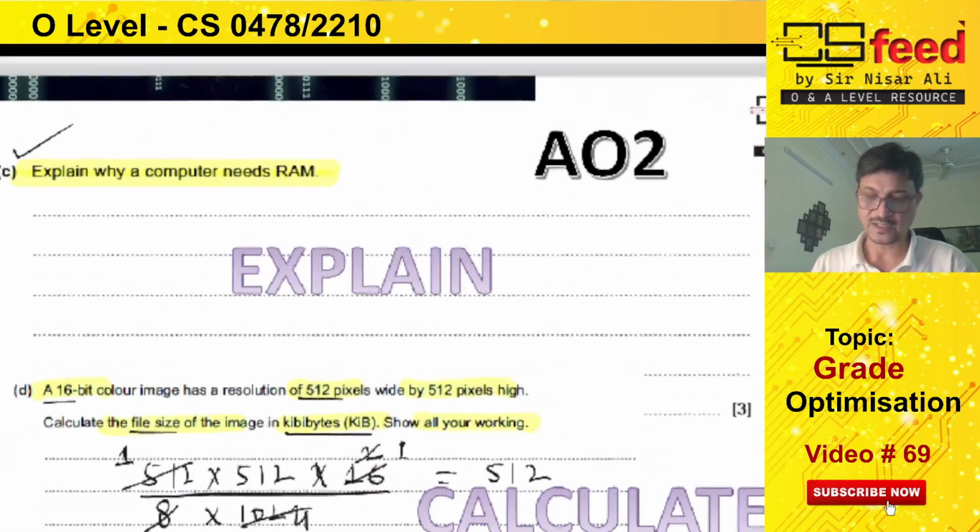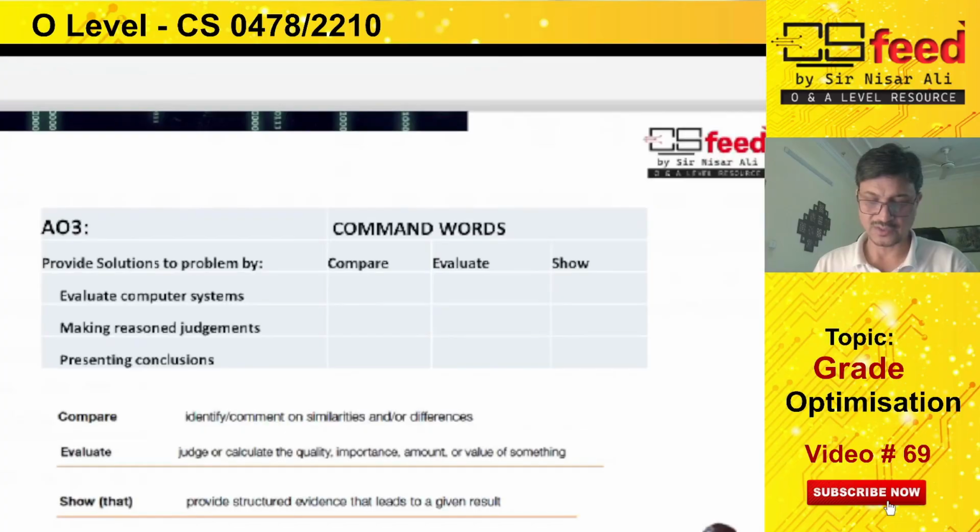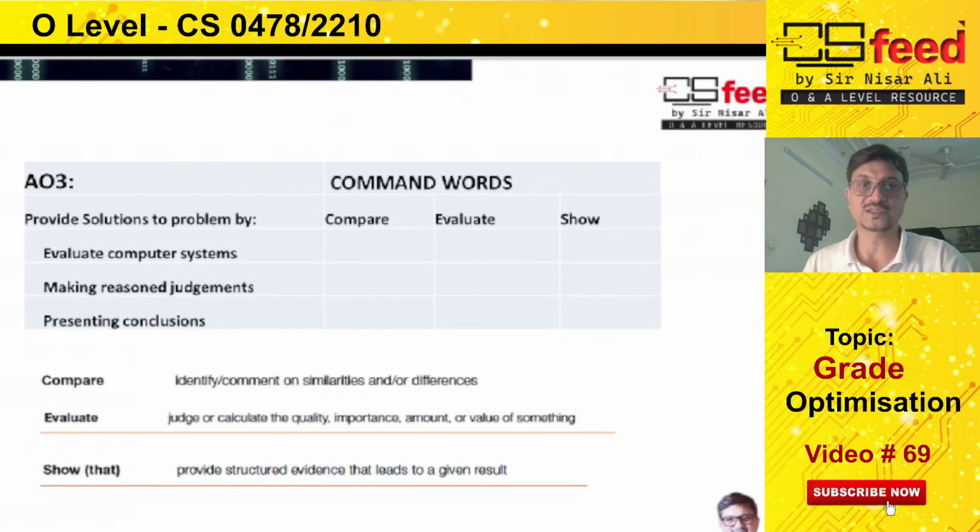So this was assessment objective 2, and now coming to assessment objective 3, and this is the most difficult type of question. And I usually say this to the students that if you are able to solve the assessment objective 3 questions, then there is a chance that you will get an A star or maybe the distinction. All right, so this is the AO3 question that actually makes the A graders and the A star students different from the others.